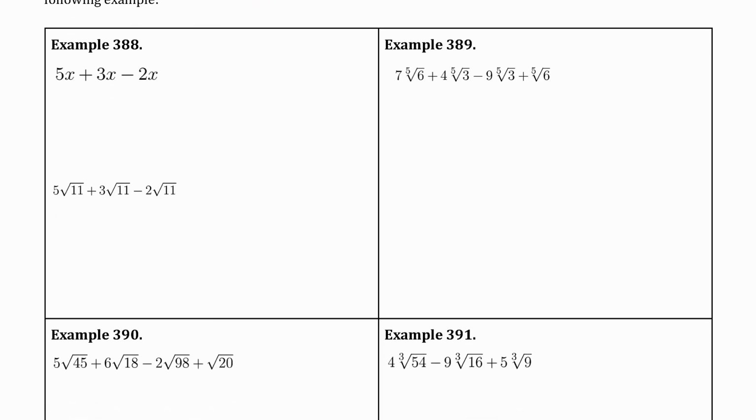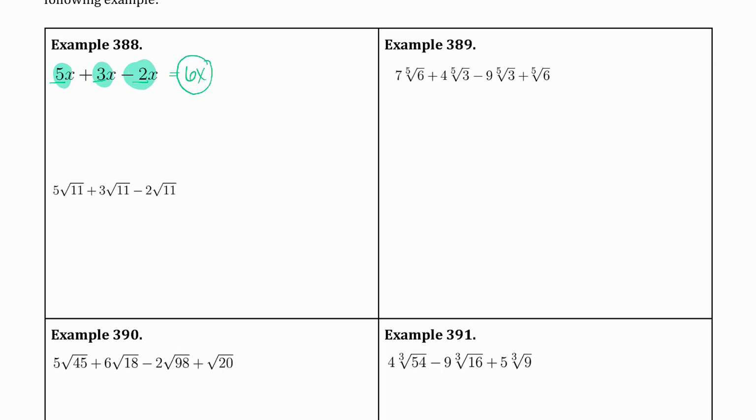If we have this problem, 5x plus 3x minus 2x. Well, those all have an x, so they're all like terms. So we're just going to add or subtract our numbers in front and keep the x. 5 plus 3 is 8, minus 2 is 6, so we get 6x. When we're working with adding or subtracting radicals, it's super similar.